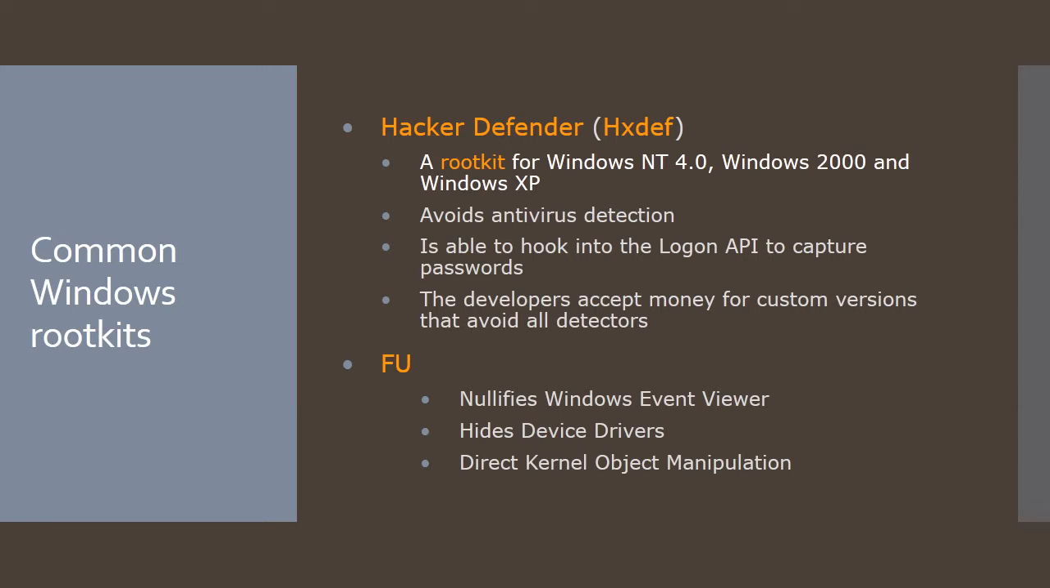Foo. Foo is a word from the Unix program Su. Su is used to elevate privileges. The Foo rootkit can hide processes, elevate process privileges, fake out the Windows event viewer so that forensics is impossible, and even hide device drivers. It does all this by direct kernel object manipulation.